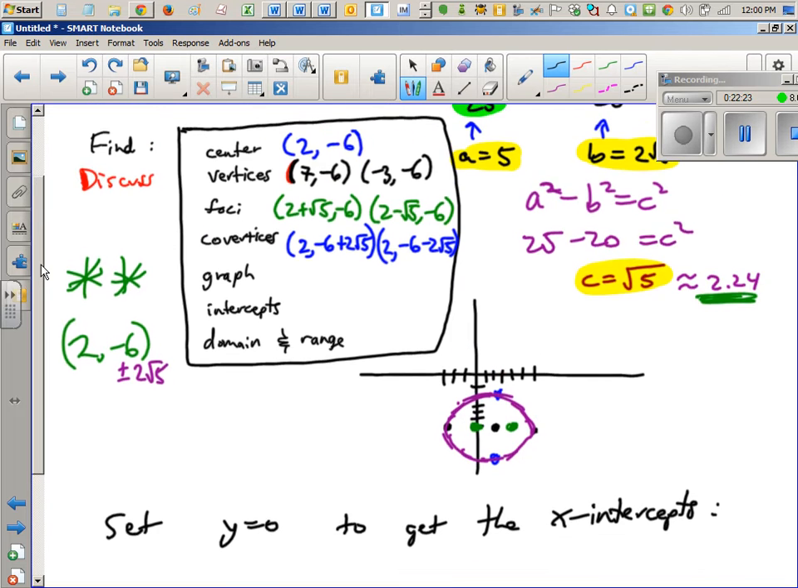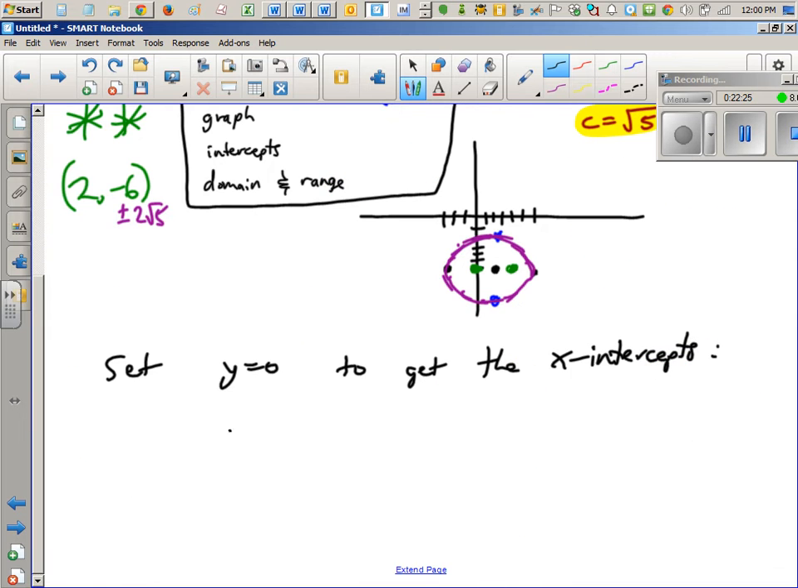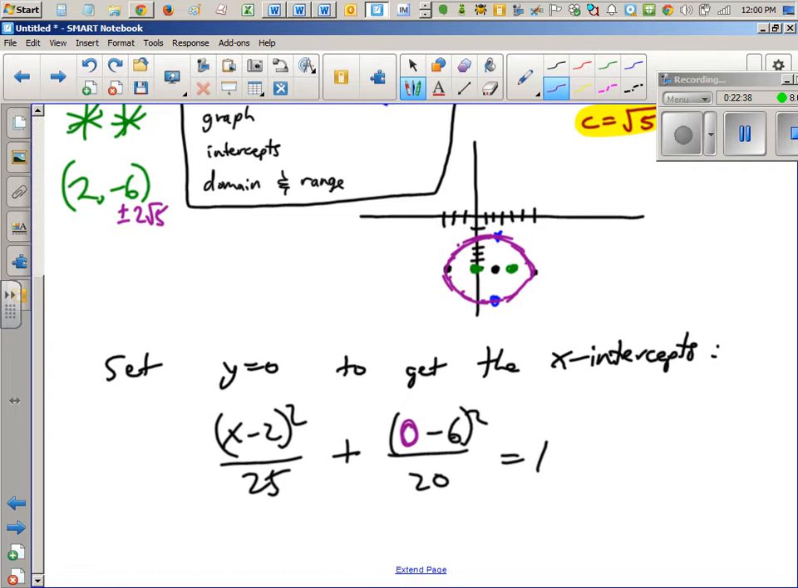I'm expecting garbage to come from this. Let's see. So we have (x minus 2) squared over 25 plus (y minus 6) squared over 20 equals 1. But we're planning on putting in a 0 here. Show me that this produces garbage. Go ahead. Not on the calculator, but show me why this produces nonsense. Go ahead and do it on your paper. Show me why, mathematically, this is going to produce nothing. Okay, go ahead and work it out.